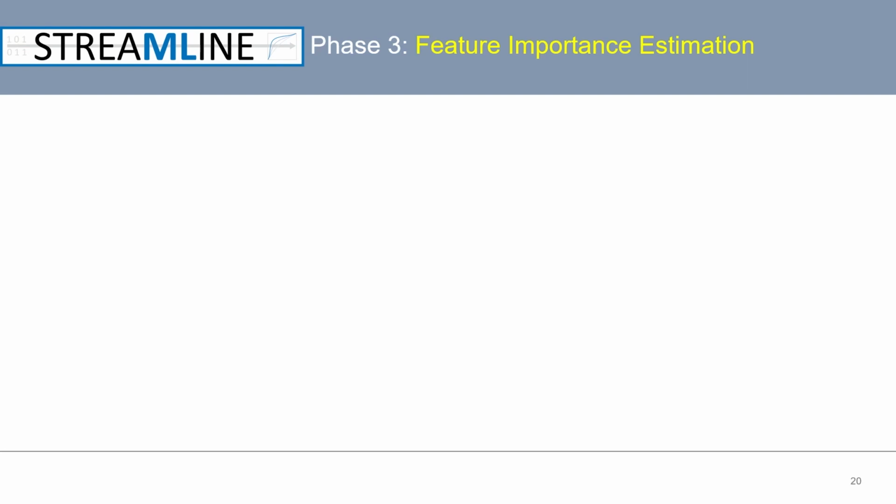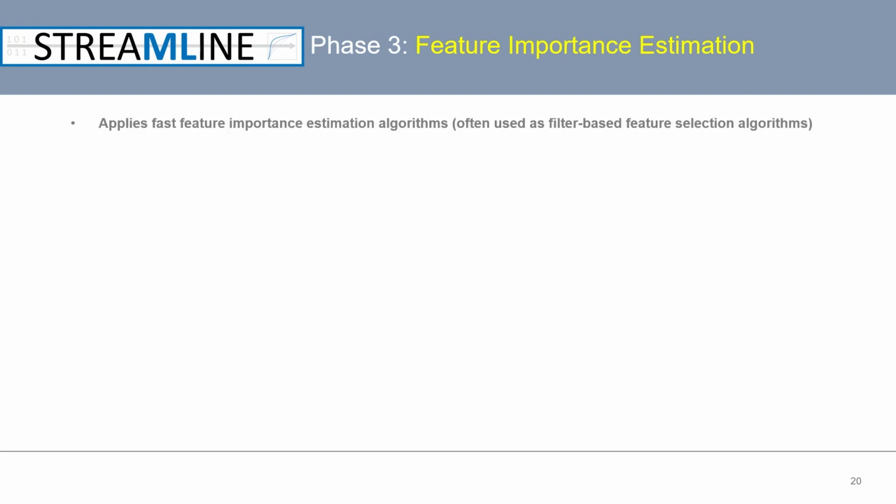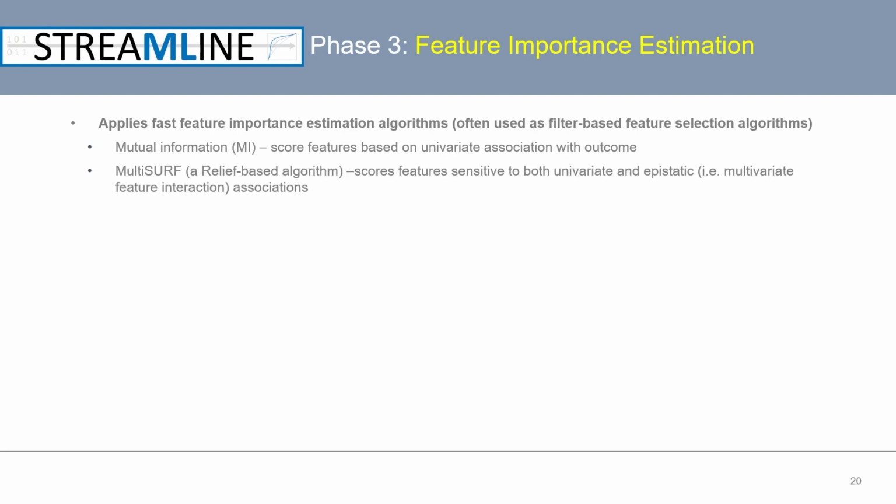Now we'll move on to Phase 3, which conducts feature importance estimation. This phase applies fast feature importance estimation algorithms, which are often used as filter-based feature selection algorithms. These include mutual information, which scores features based on univariate associations with outcome, and multisurf, a relief-based algorithm that scores features in a way that is sensitive both to univariate and epistatic or multivariate feature interactions. In Streamline, both algorithms are run by default, however the user can optionally deactivate either.